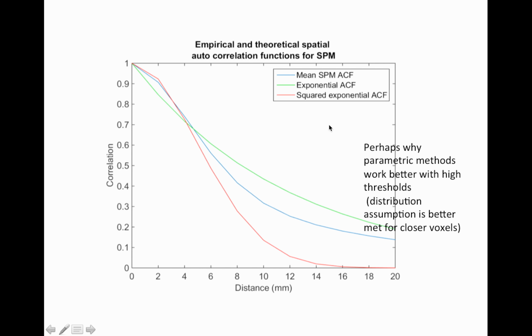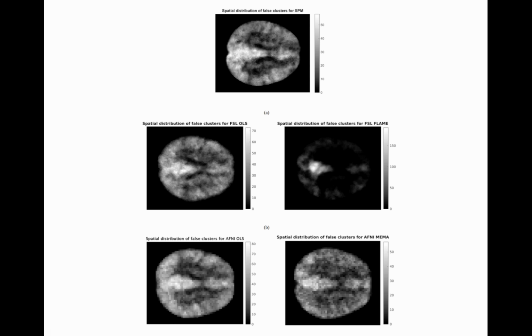And this plot looks very similar for the other software packages. Also, let's assume the spatial smoothness is the same across the brain. And the first image we're showing here is where do the false positives occur? So this is again estimated using the resting state data with fake task.